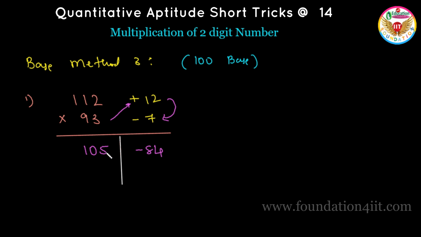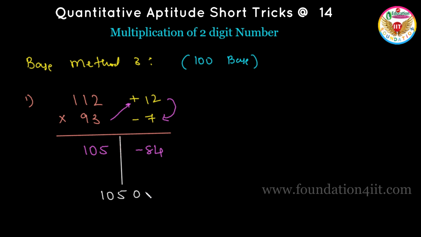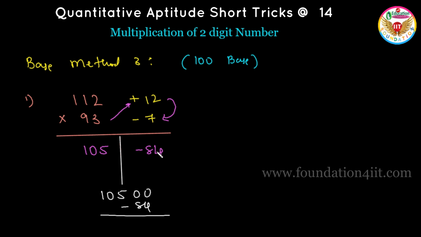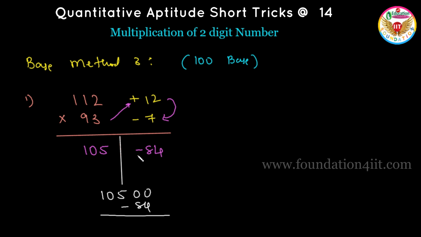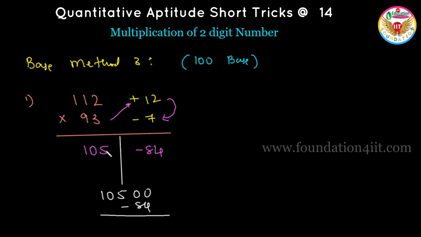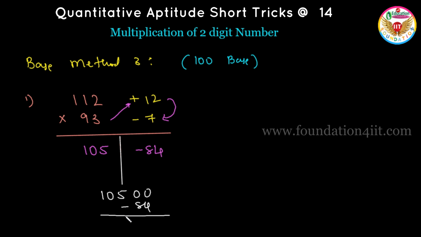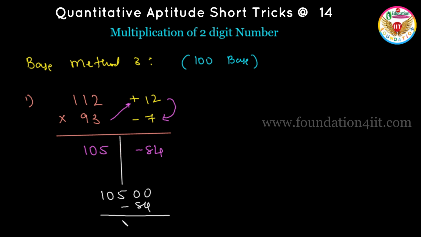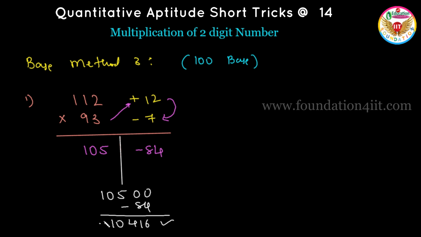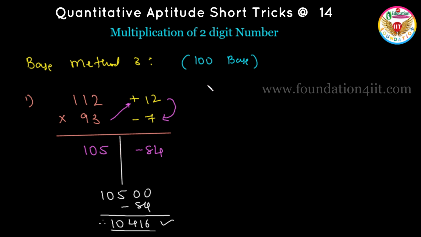Now, ones and tens, 5 is in the hundreds place. Therefore, you can take 105, keep 2 zeros and subtract this 84. Don't keep it to the side. Ones and tens are 2 digits already there, and this is the hundreds place. So in the ones and tens place you keep 2 zeros and subtract 84. 10,500 minus 84 is 10,416. So this is the final answer: 112 into 93 is 10,416.